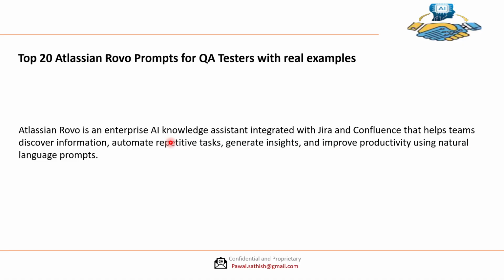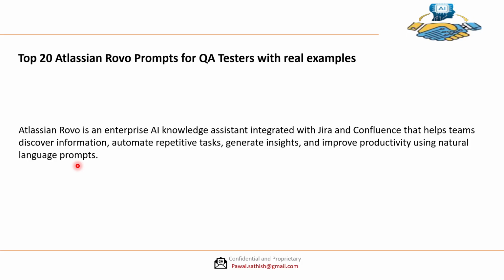Before we start, we'll just recap what Rovo is. As mentioned, Atlassian Rovo is an enterprise AI knowledge assistant, and it's integrated with Jira and Confluence. It helps the team to discover information, automate repetitive tasks, generate insights, and improve productivity using natural language prompts.